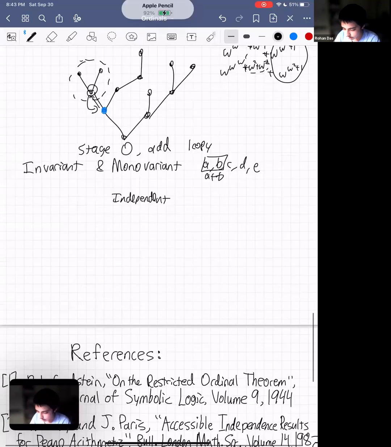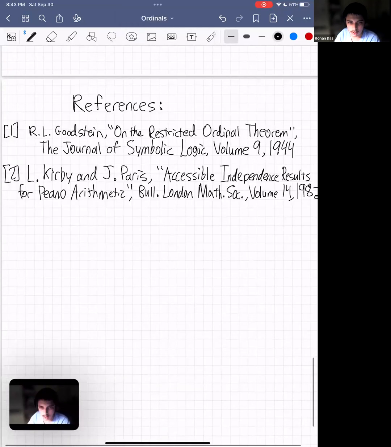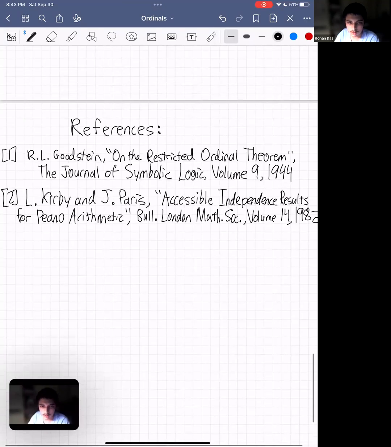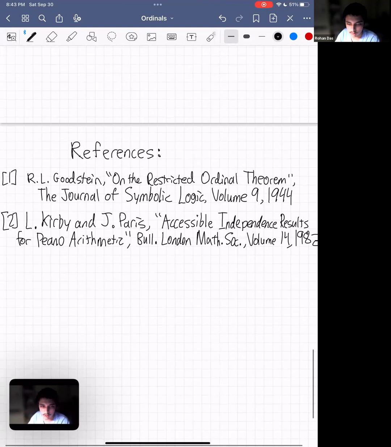And this talk relied mostly on the work by Kirby and Paris about these two results that are independent from Peano arithmetic, which is just the natural numbers, and by Goodstein's original work on his theorem. That is all for the talk. Thank you for attending.